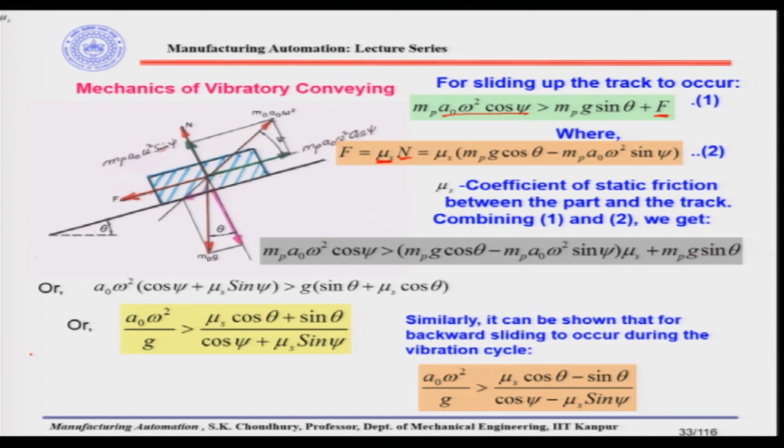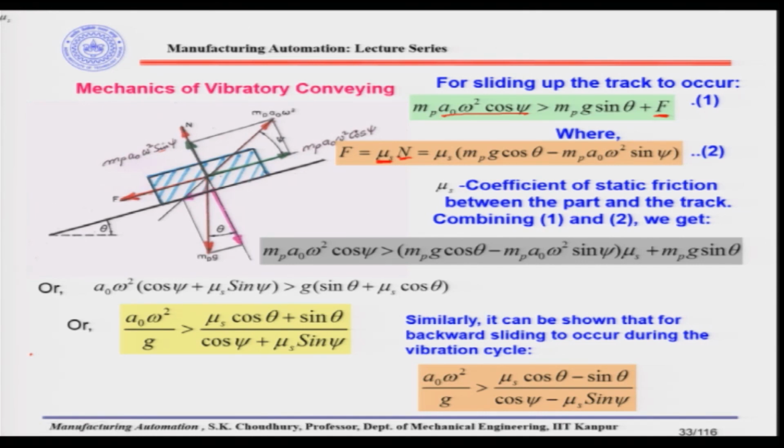Now, this can be simplified in this way. You take the common factor A0 omega square, multiplied by cos psi plus mu s sin psi, which will be more than g times sin theta plus mu s cos theta. Overall, what we are getting is A0 omega square divided by g is more than mu s cos theta plus sin theta divided by cos psi plus mu s sin psi, meaning this is the condition that has to be satisfied for the part to slide up the track.